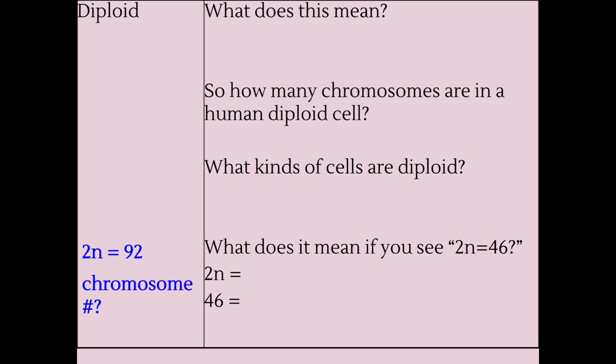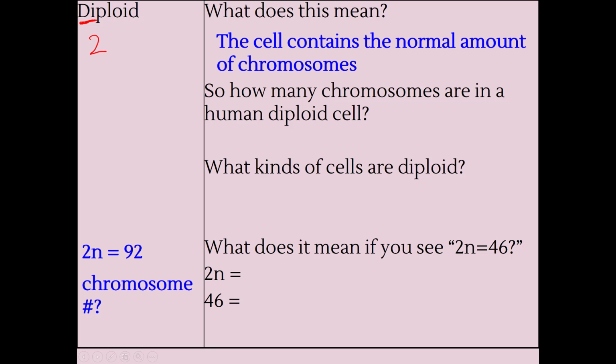Now, we talked about diploid and we also talked about haploid yesterday. Now we're just going into a little bit more detail. Yesterday we said diploid, that prefix di meant 2. So diploid means the cell is going to contain the normal amount of chromosomes. In each human diploid cell, we have 46 chromosomes. Again, we're focusing on human diploid cells because all organisms have different amounts of chromosomes.